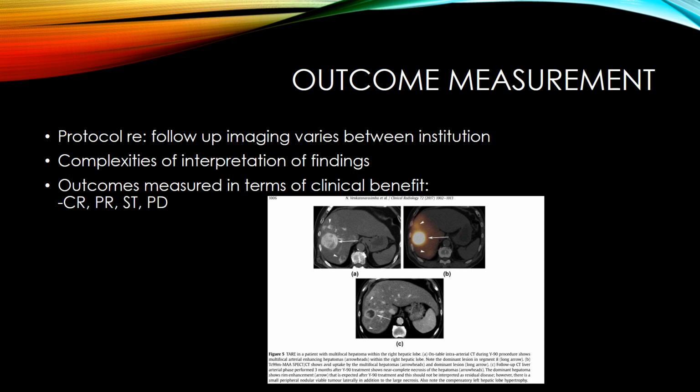If you look at A and C below, A shows a large mass in the liver that is taking up a lot of contrast with active blood supply. The after procedure is image C, where you see very little contrast uptake and a lot of tumor necrosis, which is a good outcome.